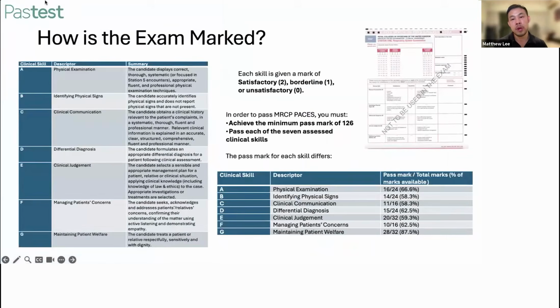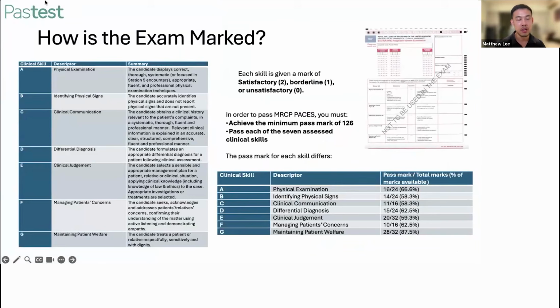Now, when it comes to passing the exam, it's really helpful to know how exactly the exam is marked, because then you know how you're going to get your marks. This is something I'm a big advocate for in terms of how to approach exams, since medical school, but also Part 1 and Part 2, thinking about the mark distribution. Very much similar strategy here in PACES.